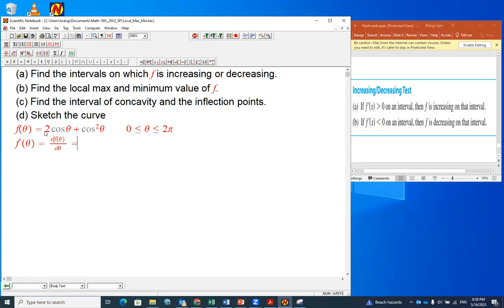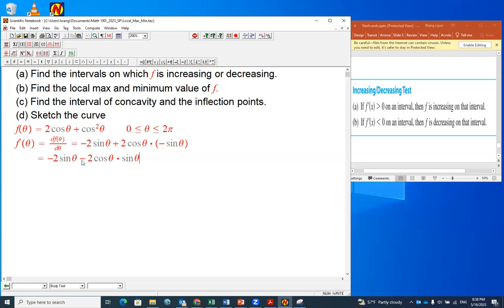Taking the derivative, the derivative of 2 times cosine theta is negative 2 sine theta, because the derivative of cosine theta is negative sine theta. And for cosine squared theta, we use the chain rule. So it's 2 times cosine theta, multiplied by the derivative of cosine theta, which is negative sine theta. And then, of course, we would like to write it in factored form. Simplify this form. There's a negative sign here, so the negative sign will move here, and like that we could factor out the negative 2.